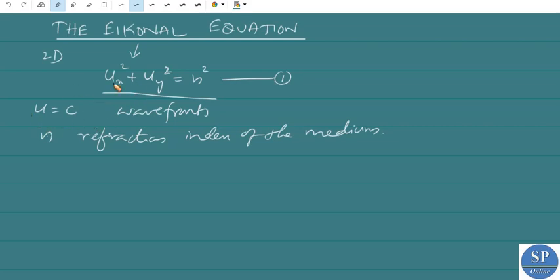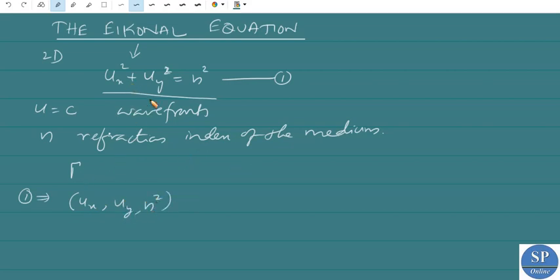Okay, so here the initial conditions are given in the form of a given initial curve gamma. Now to write the characteristic equation of 1, we can express this equation, ux square plus uy square equal to n square, as the dot product of two vectors, such as ux, uy, n square.